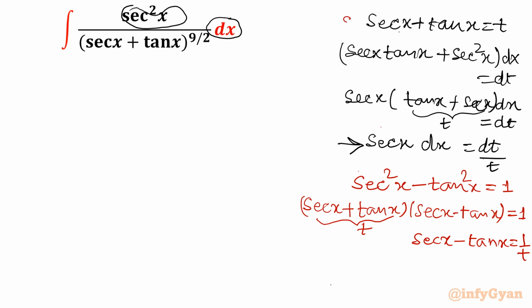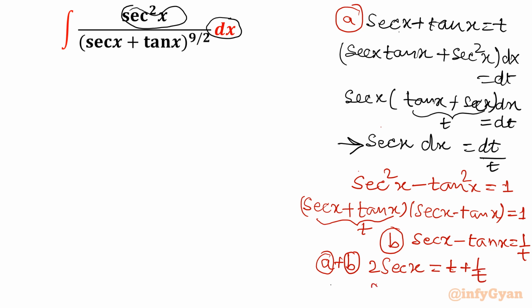Now consider this as equation A and this as equation B, and add A and B. Once I add them, it comes out 2 sec x equal to t plus 1 over t, or sec x in terms of t would be half of t plus 1 over t. This is the most important step.